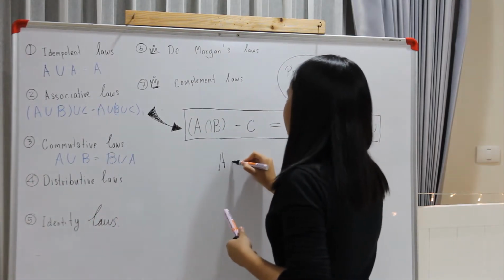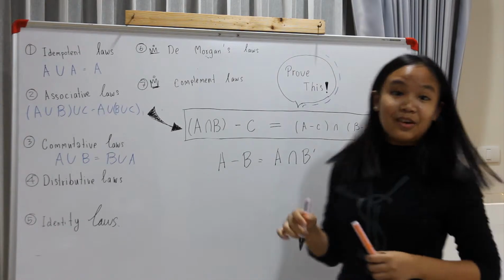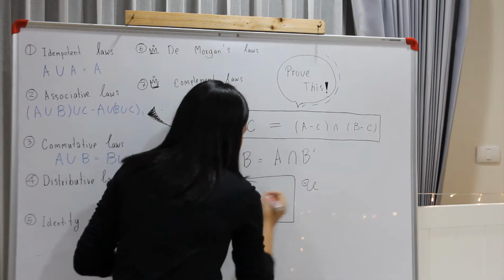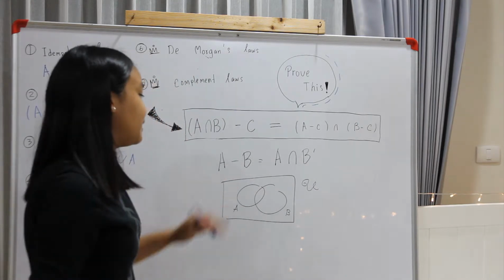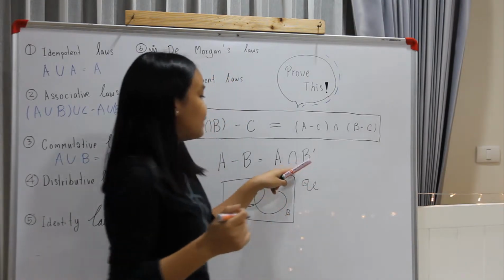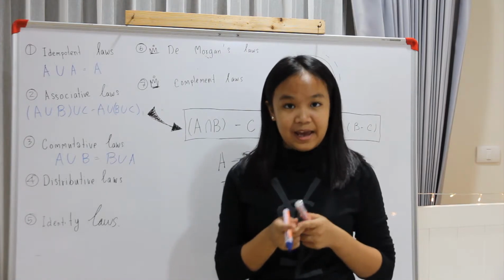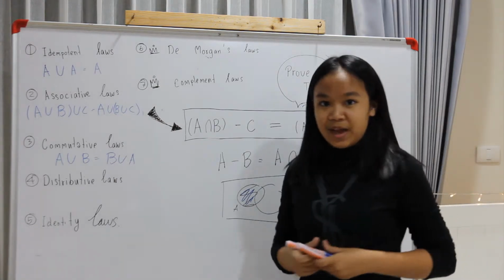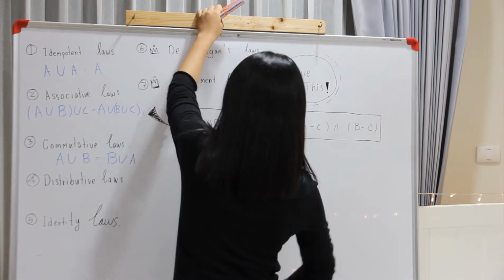That is, A minus B will be equal to A intersect B prime. How do I know this? I can prove it with the Venn Euler diagram. So I got my universe here, and then I got my set A and my set B. Alright, A minus B means this part, right? And A intersect B prime means I want a part that is not B, but is in A. So it's the same part here. What this means is that it proves that this statement is true. And this statement we'll be using to prove our question here.